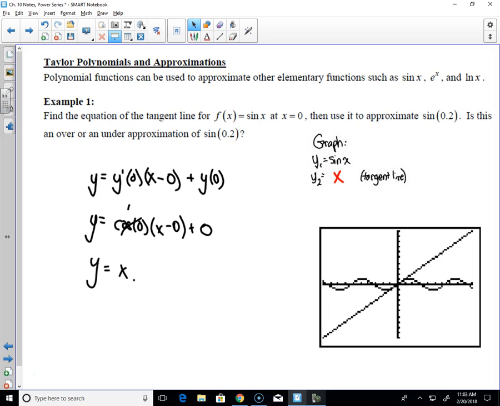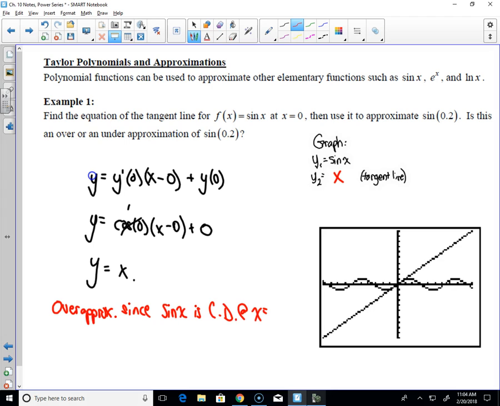First, would this be an over or under approximation of sine of 0.2? Over. Why? It's above the graph, in this first quadrant. Is it because it's concave down? Since sine of x is concave down at x equals 0.2. Good job, Gabby.